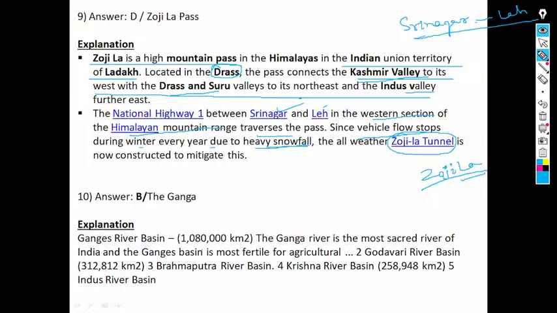Next question, about India's river basins. The Ganga river basin is the most sacred river basin of India, and the Ganga is the most fertile for agriculture. Then after the Ganga comes the Godavari river basin, then the Brahmaputra river basin, then Krishna and Indus.